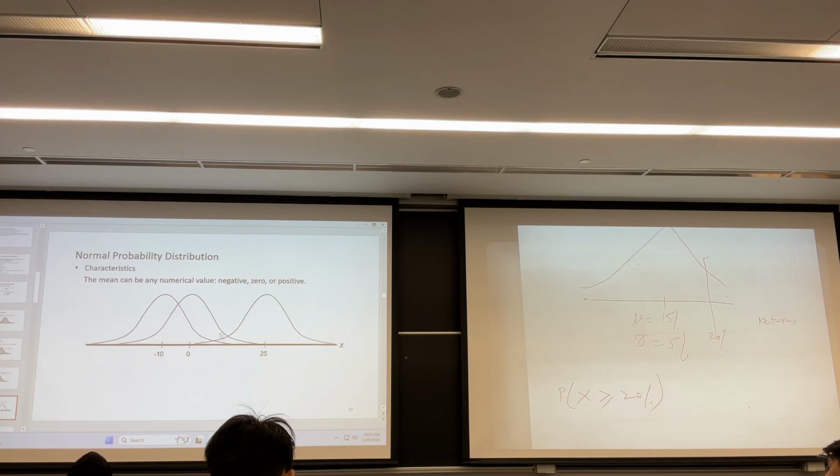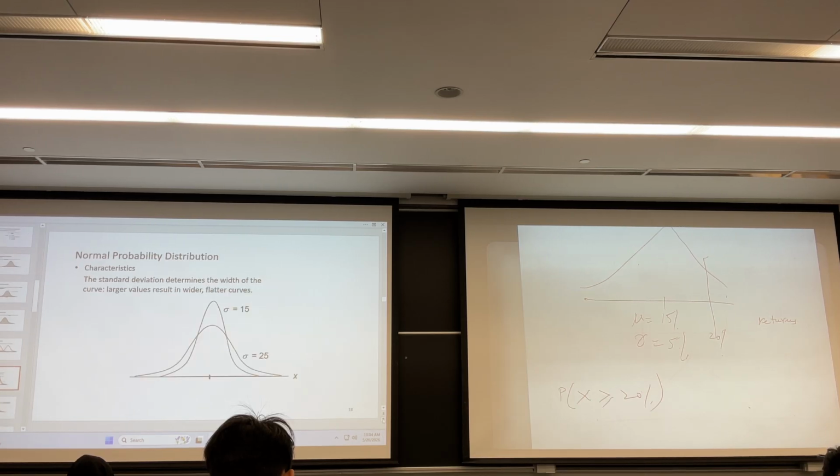So these are all different normal distributions. Over here you have a distribution with a mean of -10. Here it is 0. Here it is 25. And here, you have two normal distributions with the same mean but different standard deviations. So what you see over here is each normal distribution can be defined by its mean and standard deviation.